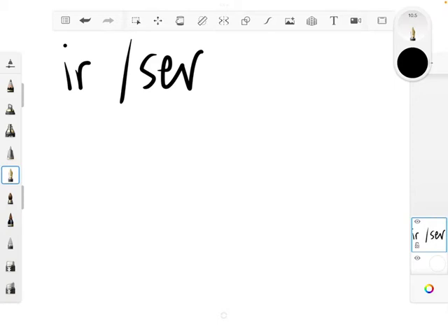So tener, okay, that's that U stem. We're going to have tuve, tuviste, tuvo, tuvimos, and tuvieron. Venir with the I stem: vine, viniste, vino, vinimos, and vinieron. And then decir with that J stem: dije, dijiste, dijo, dijimos, and dijeron. Okay, so we want to observe the stem changes in the chart. So let me go ahead and write these out.